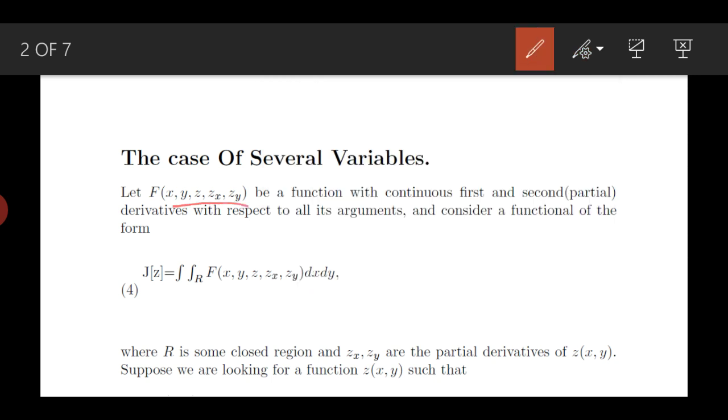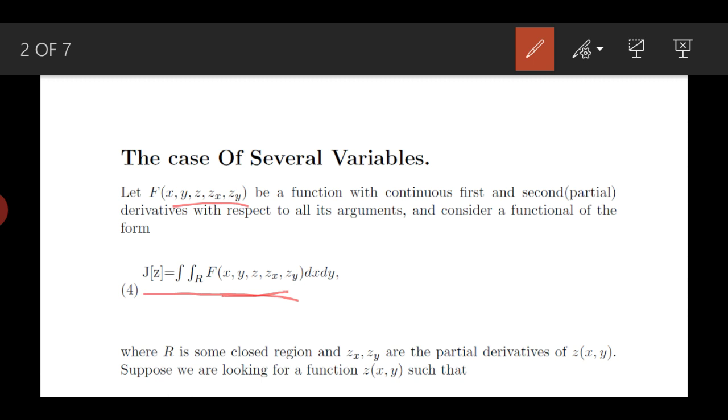Thus, let us suppose capital F of x, y, z, z sub x, z sub y be a function with continuous first and second derivatives with respect to all its arguments, and consider the functional of the form J of z equals the double integral over the region R of F times dx dy. So this is our functional.